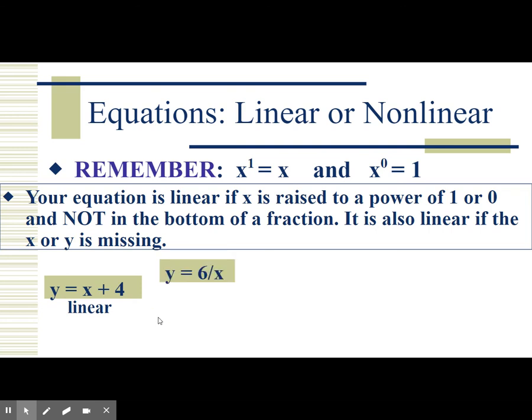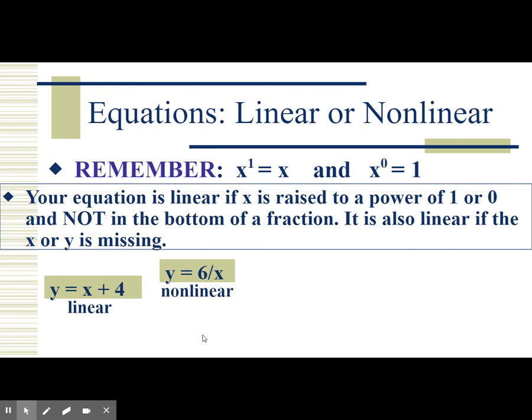All right, if you look at the next one, look at the x. The exponent on the x is nothing there, so that means it's a 1. So normally you would say, oh, it's a 1, linear, but where's the x? It's in the bottom of a fraction. You have 6 over x. So if the x is in the bottom of a fraction, automatically nonlinear.